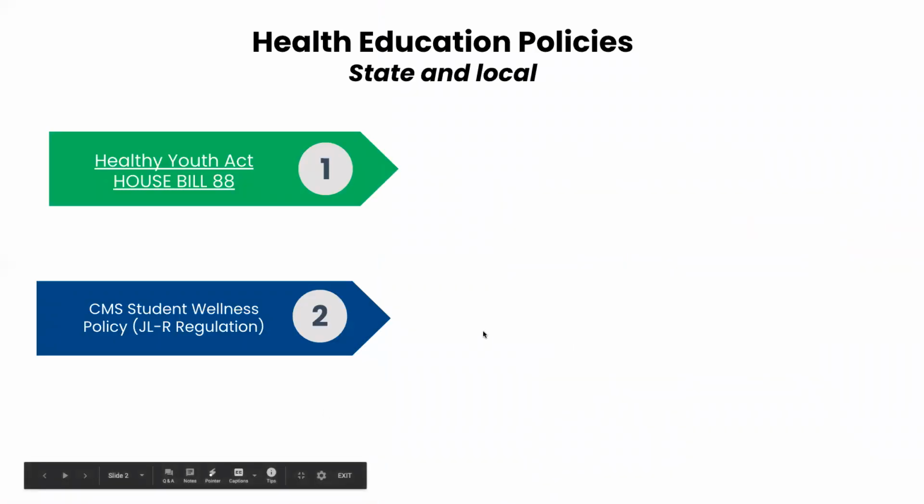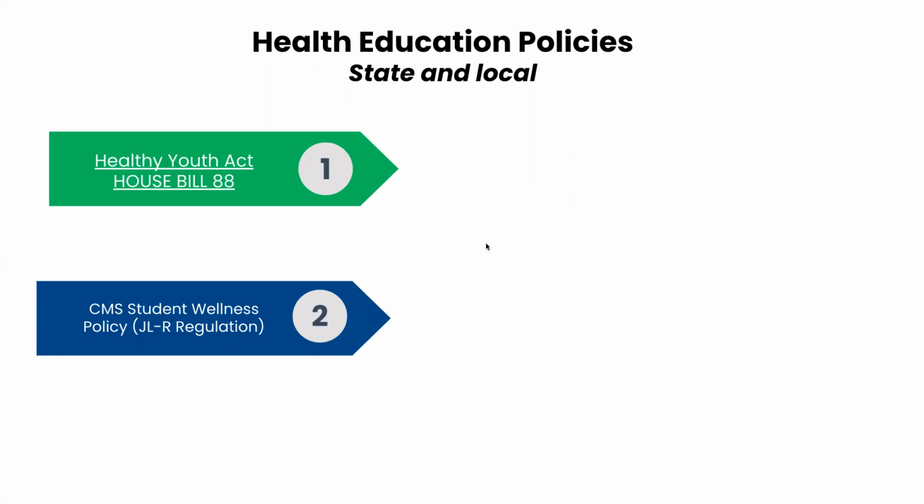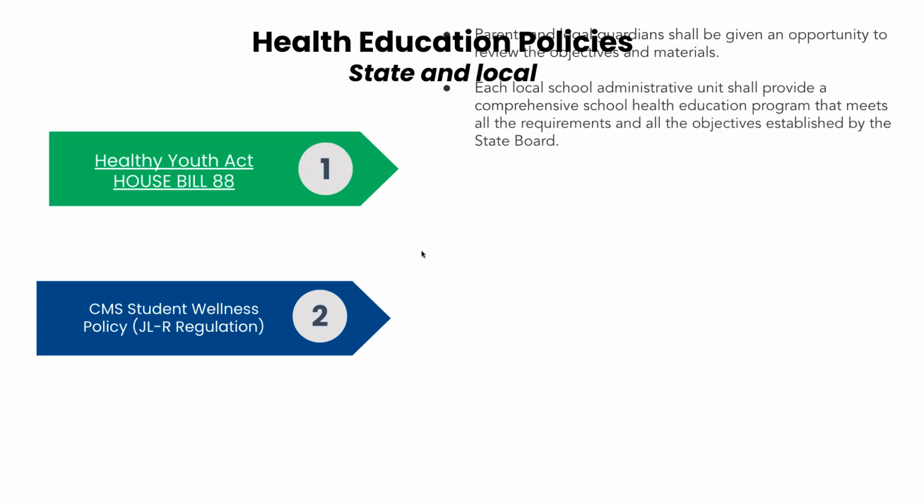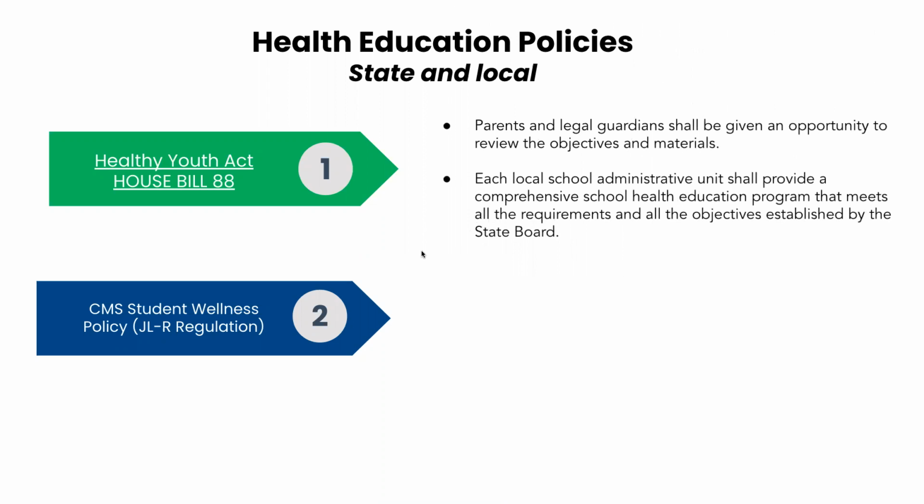Surrounding race, there are state and local policies. The state policy is called Healthy Youth Act, otherwise known as House Bill 88. This state policy does allow parents and legal guardians the opportunity to review all of our district's course race materials. Also, as a district, we must provide a comprehensive school health education program that meets all the requirements and all the objectives established by the school board.